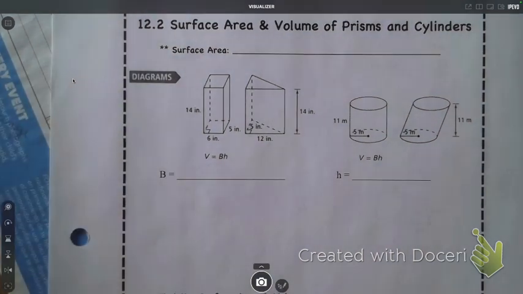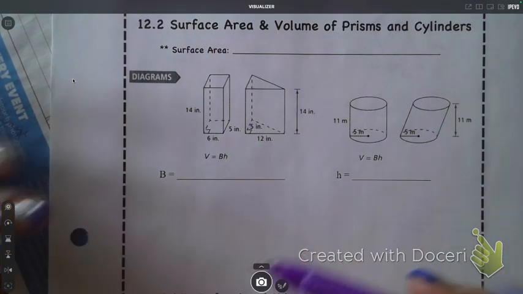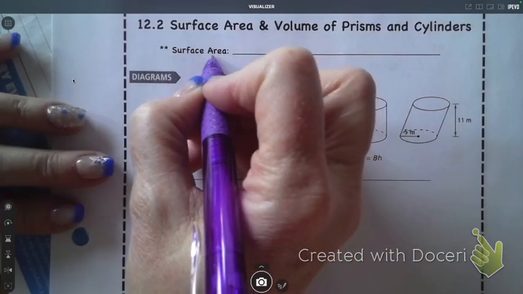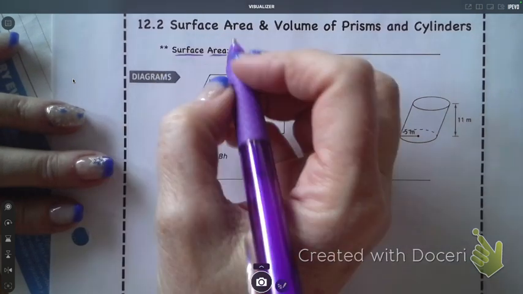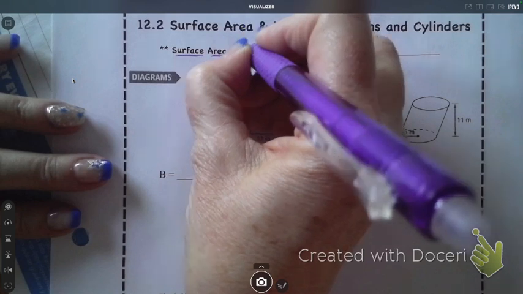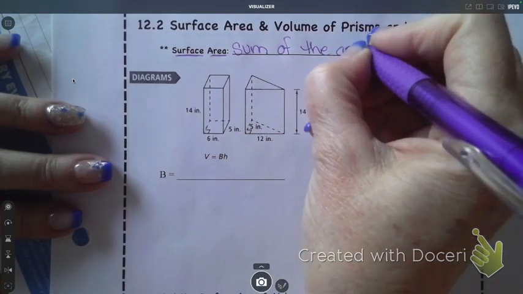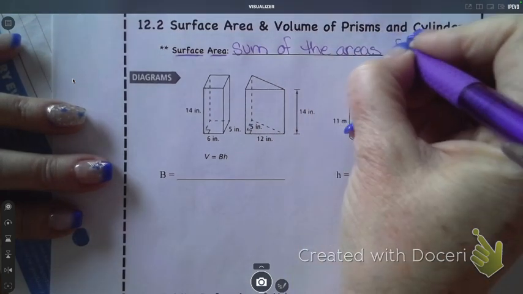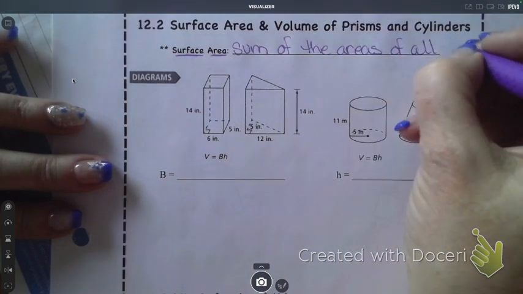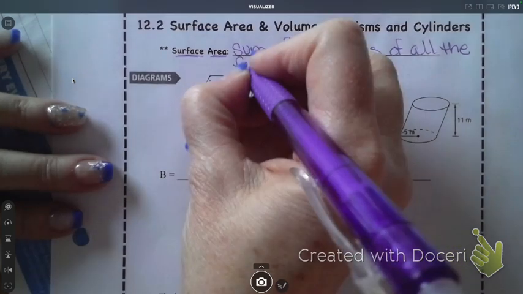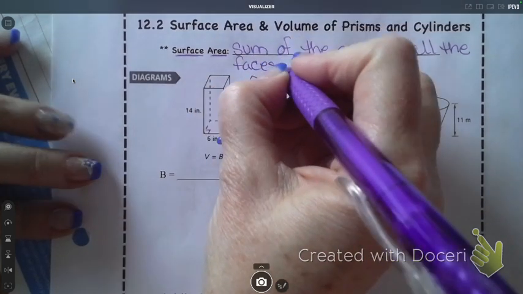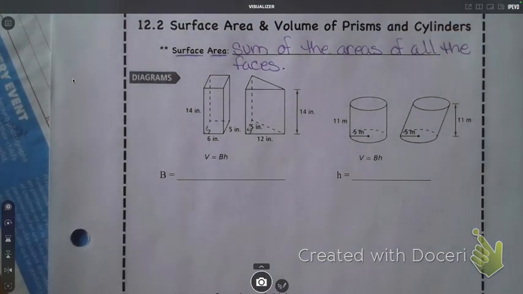No. Okay, so first of all, we're going to talk about what surface area is. Surface area. It is the areas of all the surfaces or the faces. So it's the sum of the areas of all the faces, excuse me. Does that make sense? Now, there are formulas that say surface area of a rectangular prism, and they have this whole formula. We're not going to do that. We're going to find the areas of all the sides, and we're going to add them up.